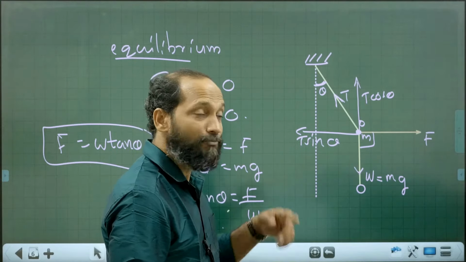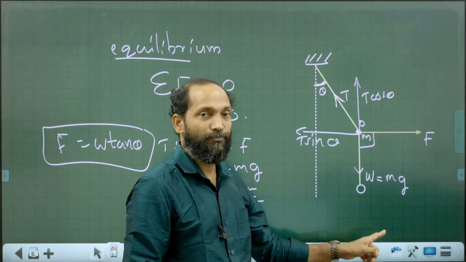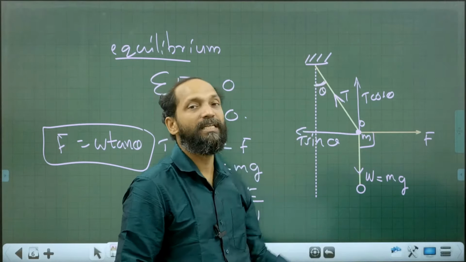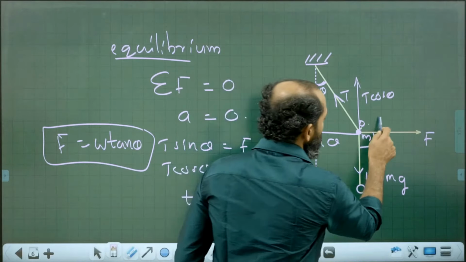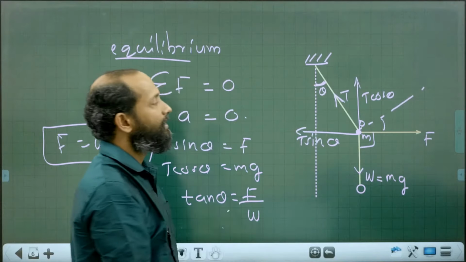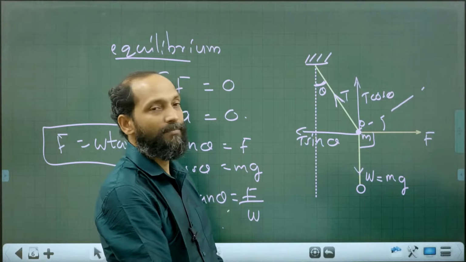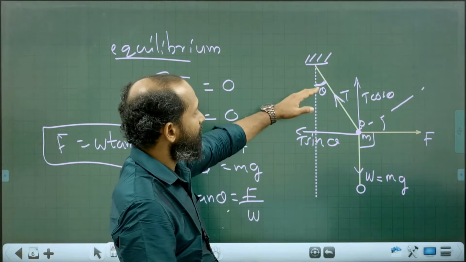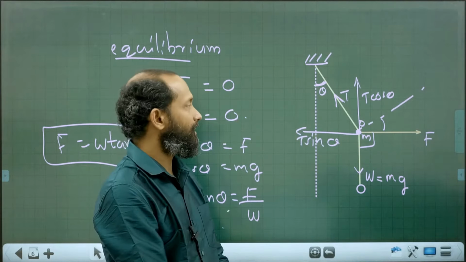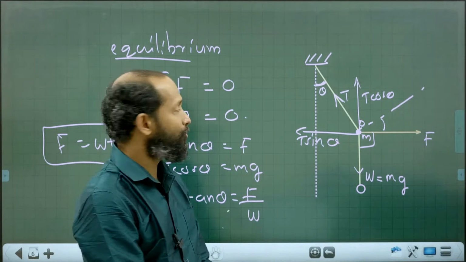Provided that force should not be perpendicular to weight, but that force should be perpendicular to the string. So that should be acting along this line, so that this angle should be that angle theta. So the angle of pulling should be theta, the same angle made with the vertical. Then only that force is minimum, and that is proved to be w sin theta.